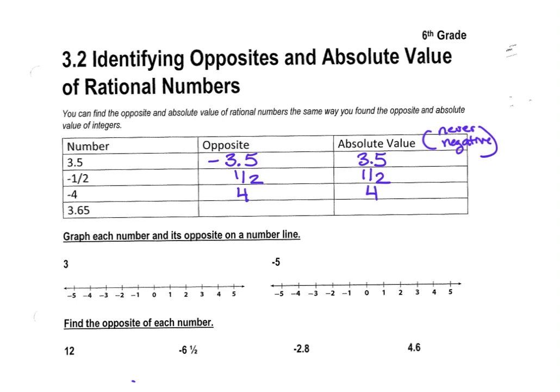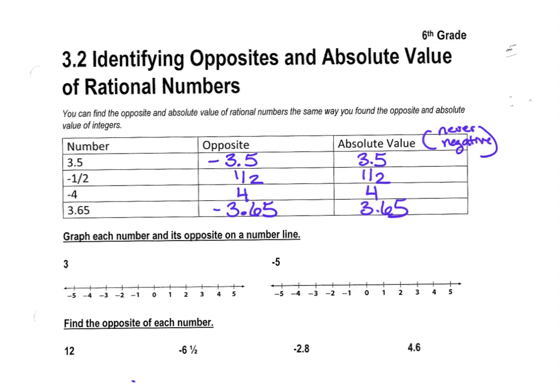3 and 6/500. The opposite, Tucker? Negative 3.65. 3 and 6/500. What's its absolute value, Amanda? Well, I have a question. Wait till we're done with this. Do you know the answer to this? 3.65. Okay, so we are going to graph each number and its opposite on the number line.